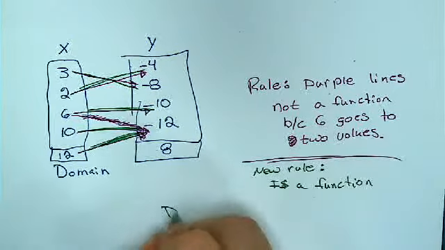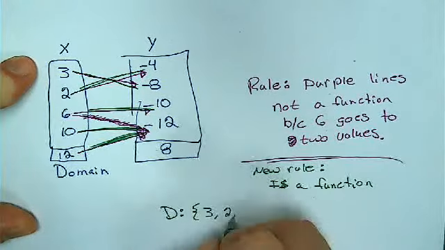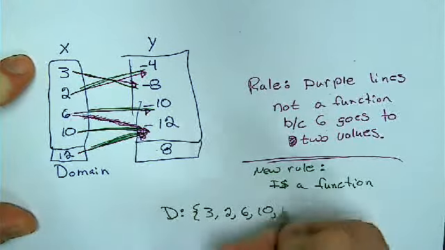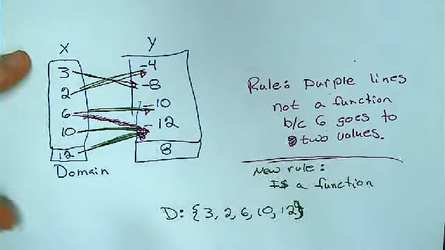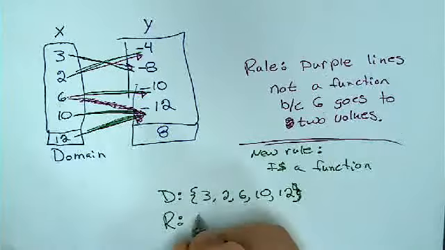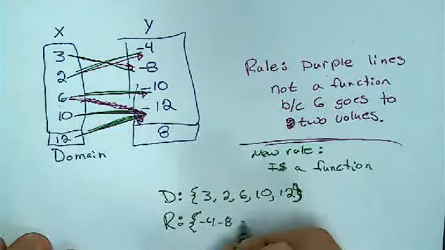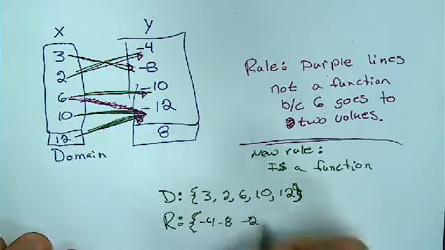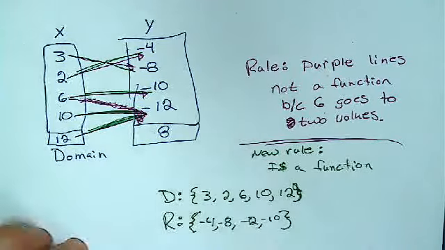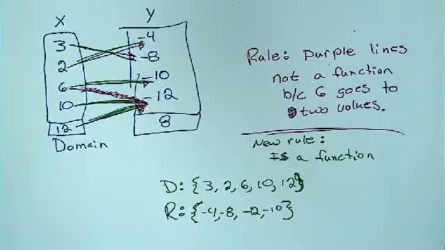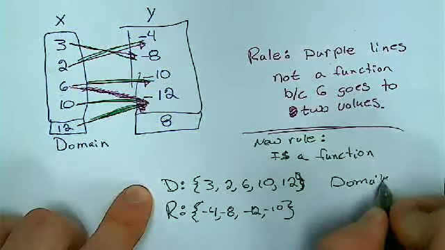And now let me actually write this out. So the domain is made up of 3, 2, 6, 10, and 12. I use these curly brackets to border that. The range, curly bracket, -4, -8, -12. Oops, I forgot -10. Curly bracket. So my domain and my range.